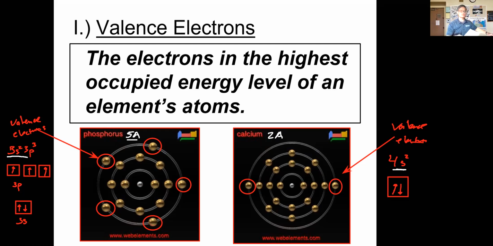But you really have to make sure you're able to identify how many valence electrons each atom has as we go forward with this. And then you also have to be able to identify the valence electrons that are paired and the valence electrons that are not paired. Let me go ahead and save this and let's continue on.